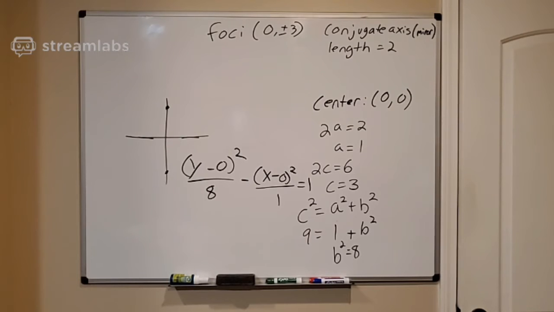Okay, any questions? Wait, so A equals 1 and B squared equals 8. You never actually need to find the B value because all we're doing is writing the equation. We're not actually graphing it. Okay, any other questions? And apologies for the mistake. Thank you, Miss Madeline, for catching it.